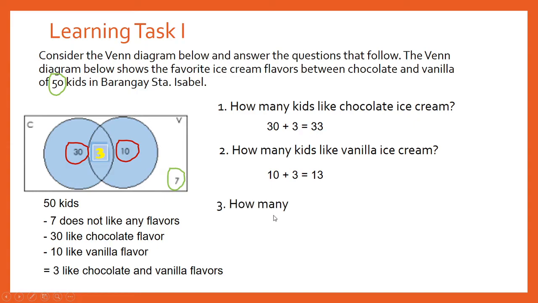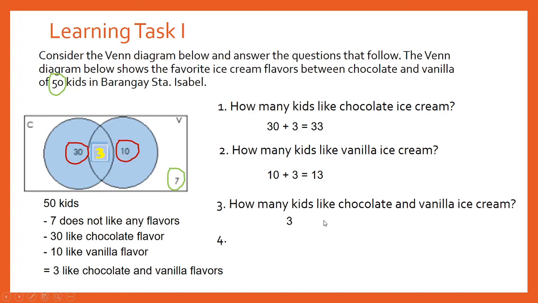Next, how many kids like chocolate and vanilla ice cream? So, sinabi ko kanina, pag may nakita kayong keyword na and, it means to say the intersection. So, ano yung common o yung nasa gitna ng chocolate and vanilla? So, heto po, 3.